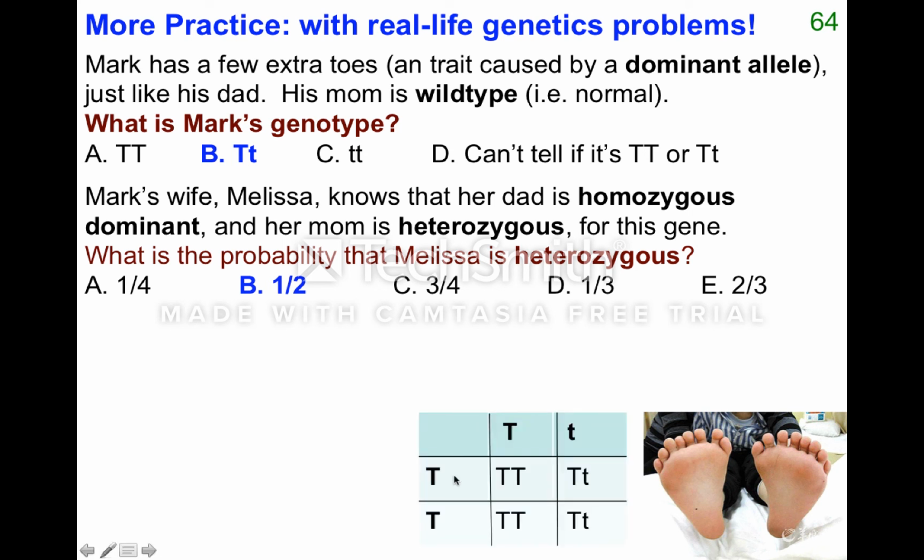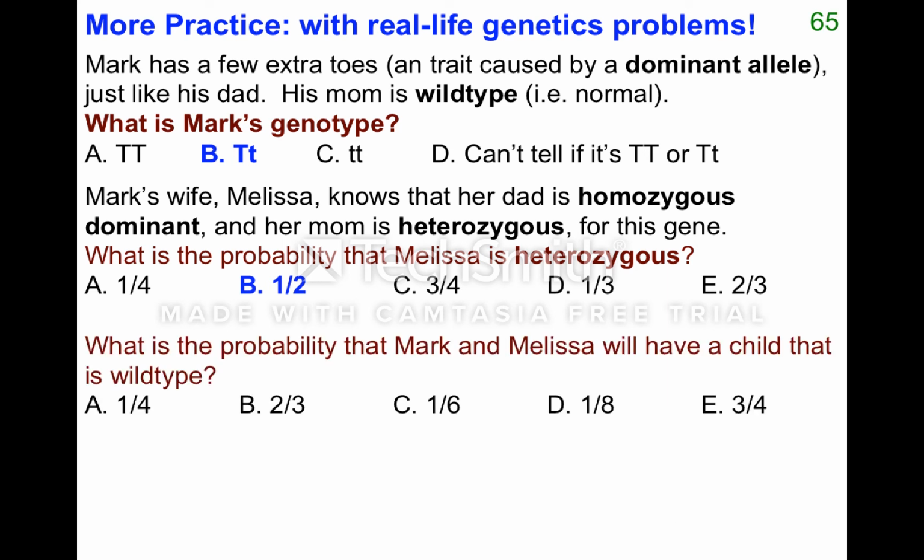So once again, this is Melissa's dad, homozygous dominant. This is Melissa's mom, heterozygous. These are the possible genotypes that Melissa herself can have, right? And half of these are heterozygous, right? 2 out of 4, or 1/2, are heterozygous, right? So using the Punnett square, that's how you'd figure it out based on the information we have from Melissa's parents, okay?